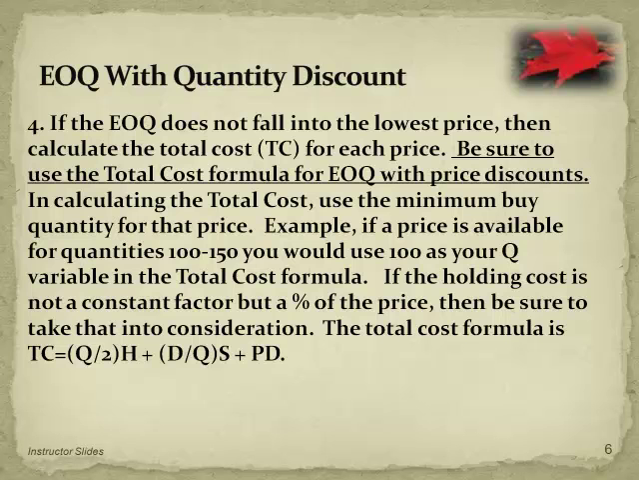The holding cost and the ordering cost are the same, and then in calculating the total cost, for the price, we're going to use that particular price point to calculate the total cost for that price point. And after we've calculated all of the total costs for each of the price points, we will take a look at each of them to see which is the lowest total cost. So let's apply this to our case study.